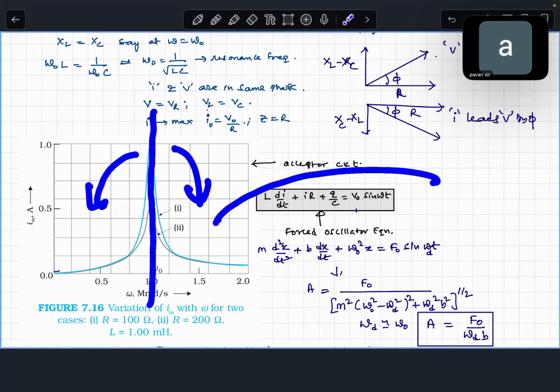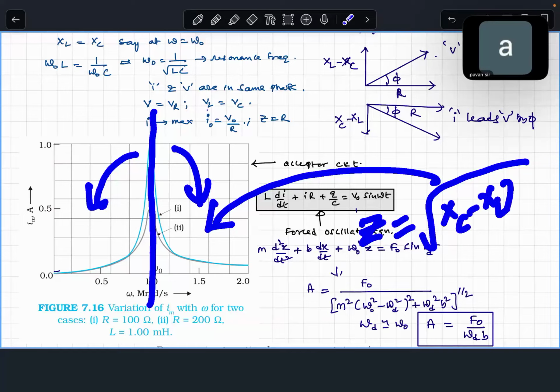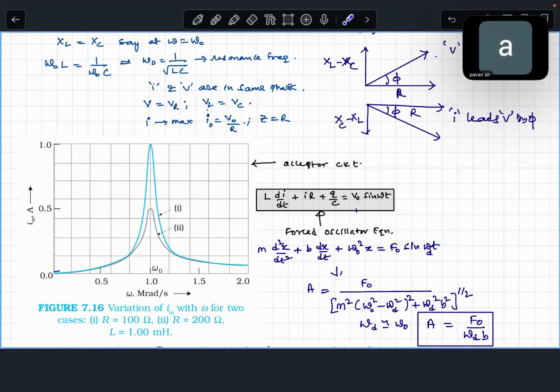If we are asking somewhere here for Z, I'll simply write the square root of XC minus XL squared or XL minus XC squared. But whatever happens, it's a square. How can that be negative? Don't say Z negative. You are expressing Z as a complex number, but you are worried about the magnitude of Z.